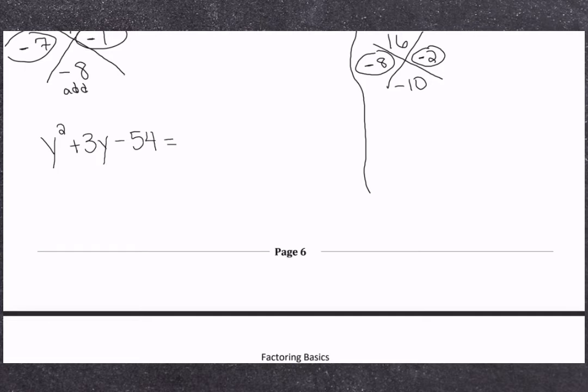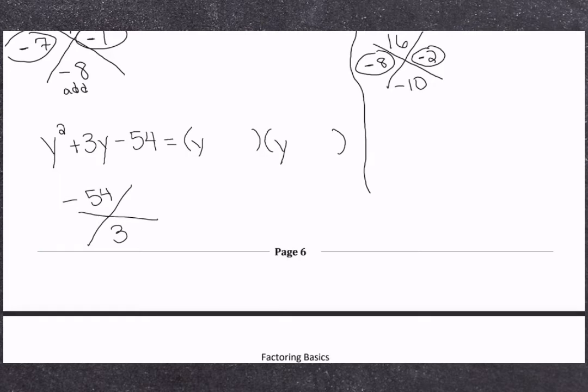So is there a GCF? No. How many terms do I have? 3. Is there a number in the front? No, it's just a 1. Okay, so that tells me we can go ahead and go to this step here where you have parenthesis y, parenthesis y. Now we're trying to figure out, what number do I multiply to get -54, but when I add, I get the number in the middle, which is a +3. I need to multiply to get -54, but when I add, I get 3.